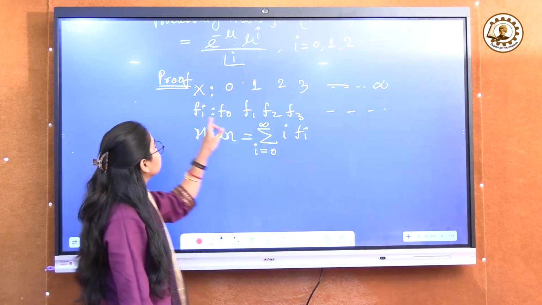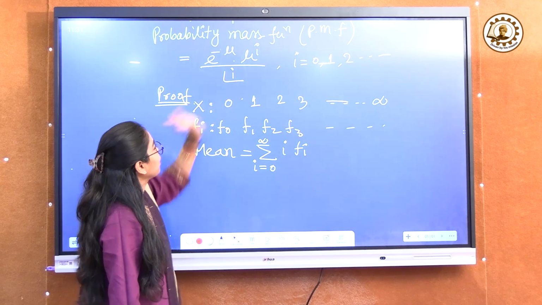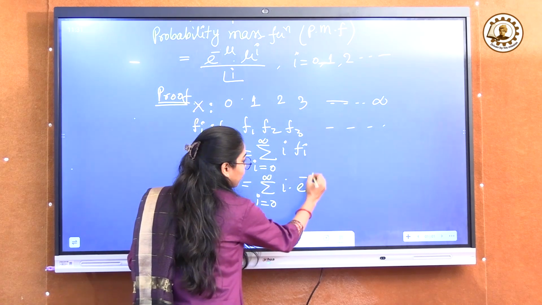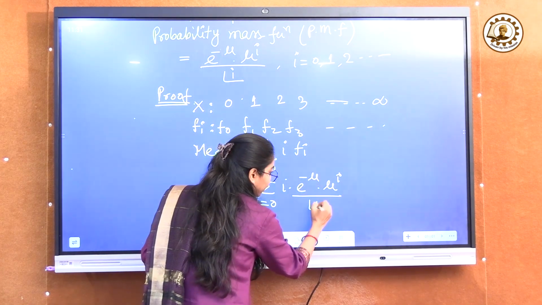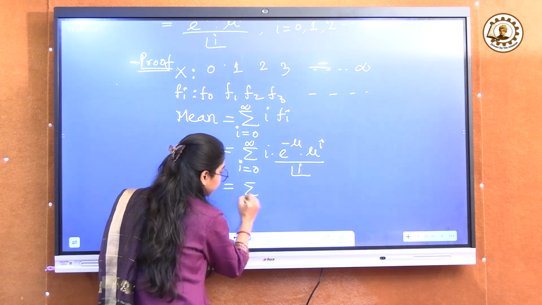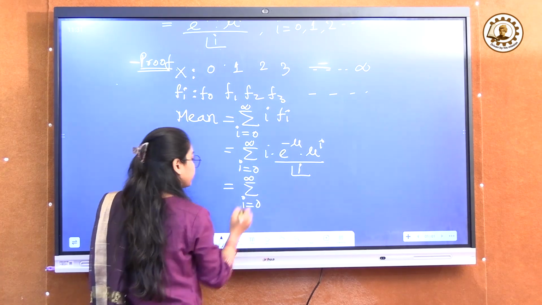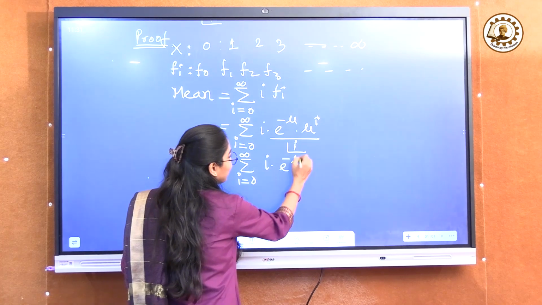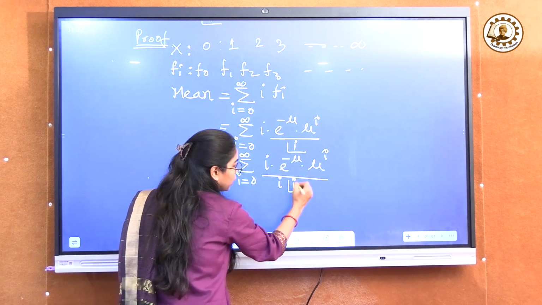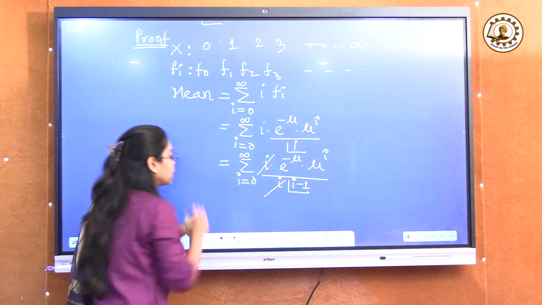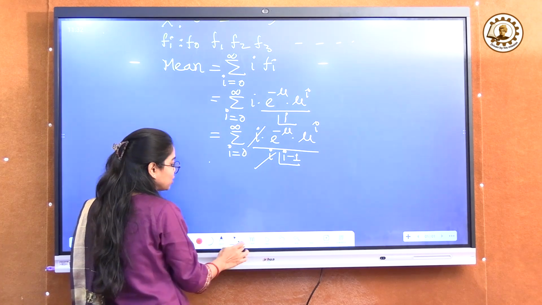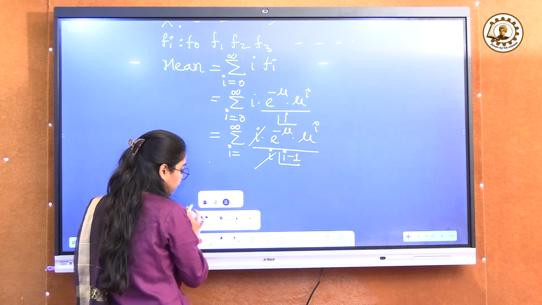Now what is fi? We know fi is our PMF, and the value of PMF is e to the power minus mu, mu to the power i by i factorial. Now with the help of this i factorial, we will simplify: summation i equal to 0 to infinity, i e to the power minus mu, mu to the power i by i factorial. i factorial can be written as i into factorial i minus 1. We can cancel this i now. Since there is factorial i minus 1, i will change from 1 to infinity.